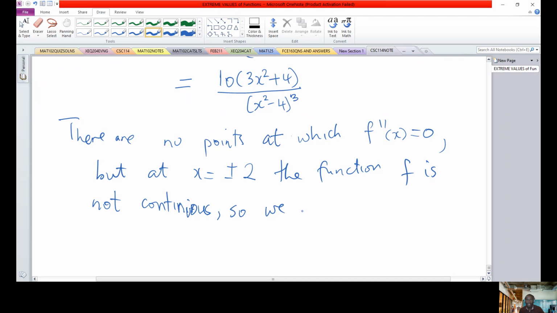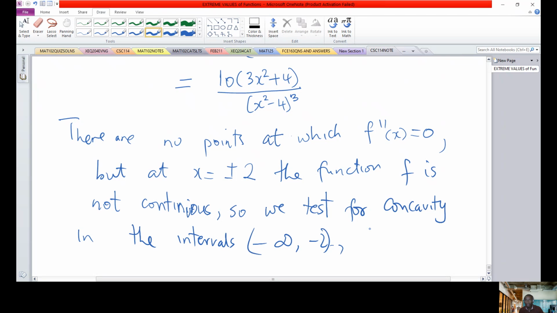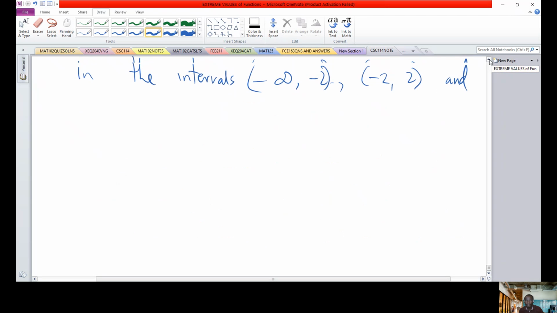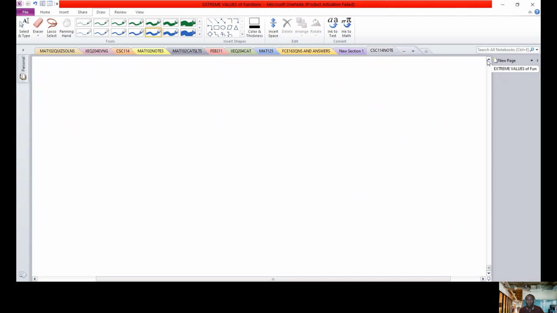So we test for concavity in the intervals negative infinity to minus 2, minus 2 to 2, and 2 to infinity. So as usual, we draw the table.